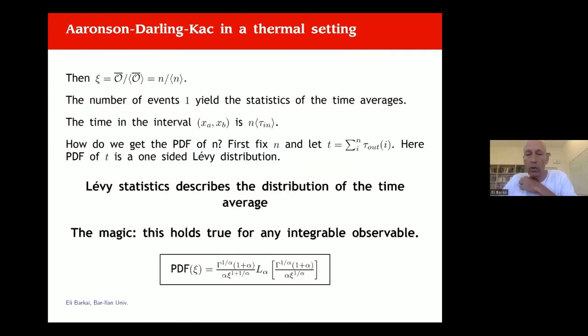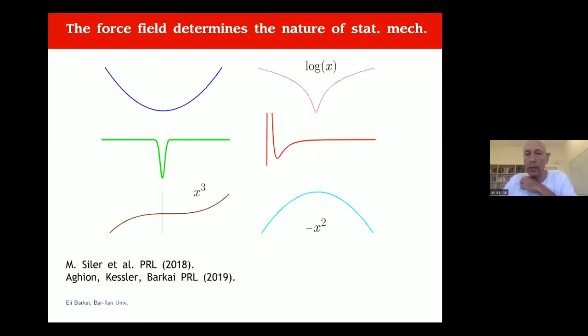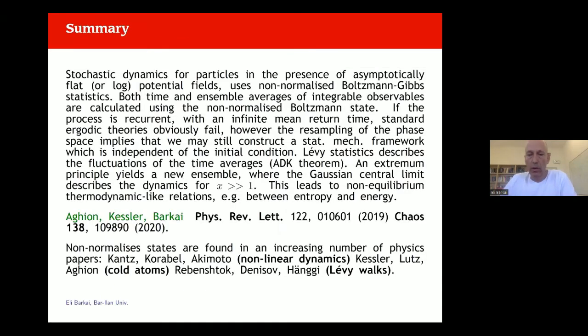There are many works on the time averages, on the stochastic aspect, but I don't have time. I just pointed out that there are different classes of potentials that give you either infinite ergodic theory or ergodic theory, and I will just leave here some references and thank again Erez Agion and David Kessler for their work, and thank you for the attention.